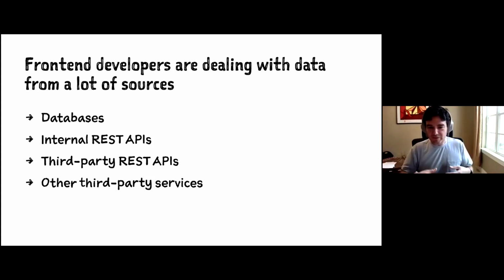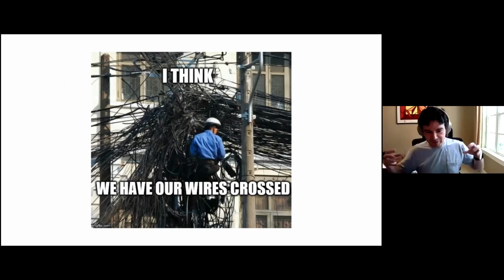Typically, front-end developers are dealing with a lot of data from a lot of sources, and that can get really complex. I thought this picture kind of summed it up. Sometimes you're just trying to wire everything together, and figuring out how to pull all those pieces together to make a coherent front-end project is difficult.